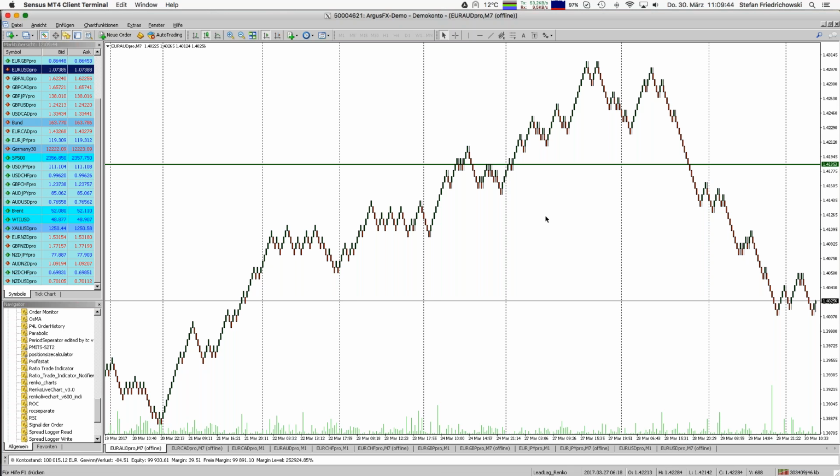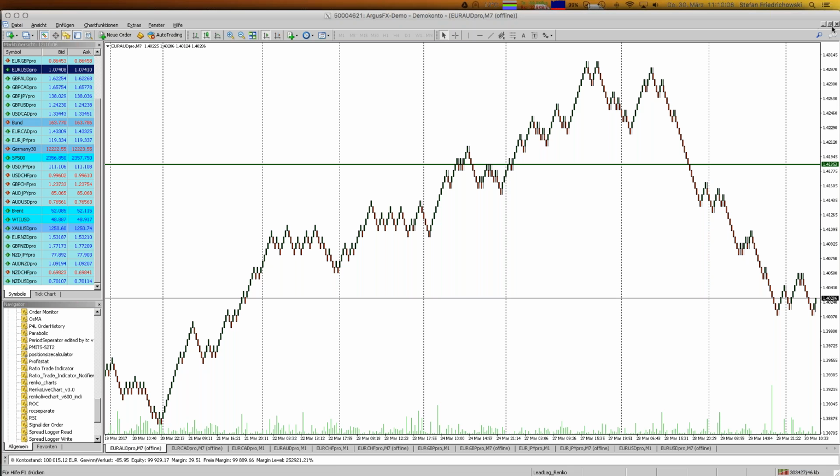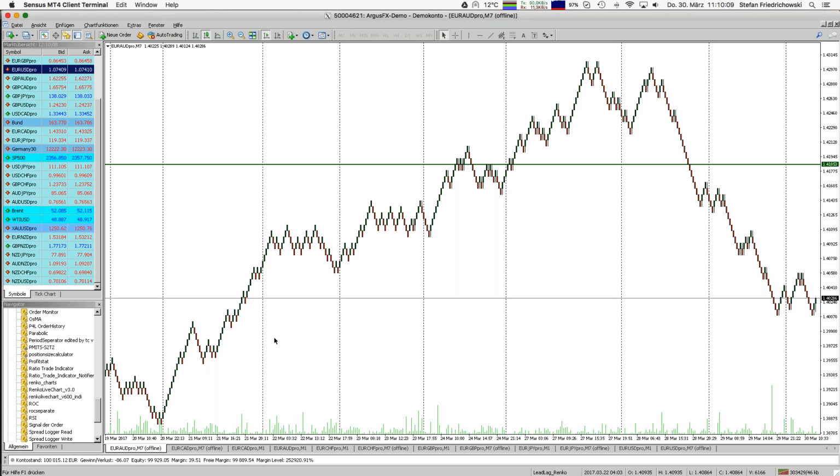I would go more like percentage-wise pullbacks, and then try to come into that trend behavior here, and not related to Fibonacci retracements, just some arbitrary numbers to be optimized via backtesting. Okay, so that's one example here for Renko charts.